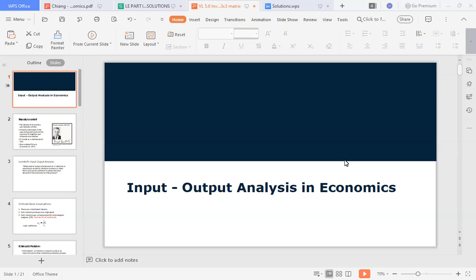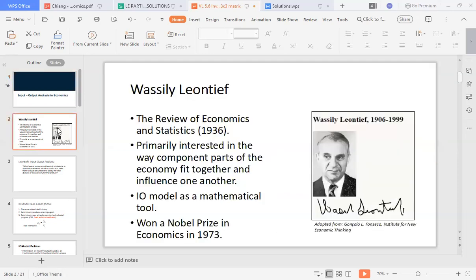Okay. To start, let's discuss briefly who Vasily Leontief is. So he published in the Review of Economics and Statistics in 1936 a quantitative input-output relations in the economic system of the United States. Now, at first, his work was not widely acclaimed. It did not attract the audience around that time, because it was in the midst of the Great Depression in the 1930s.